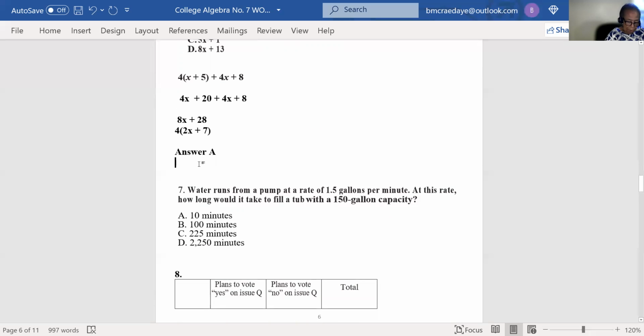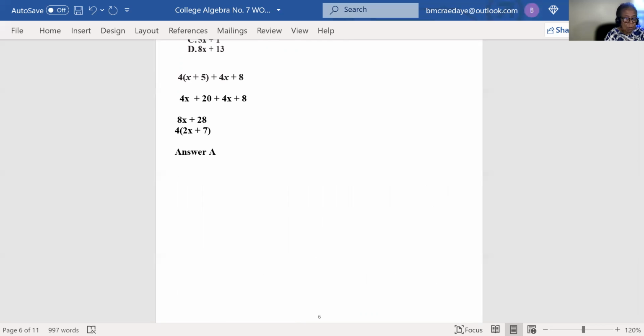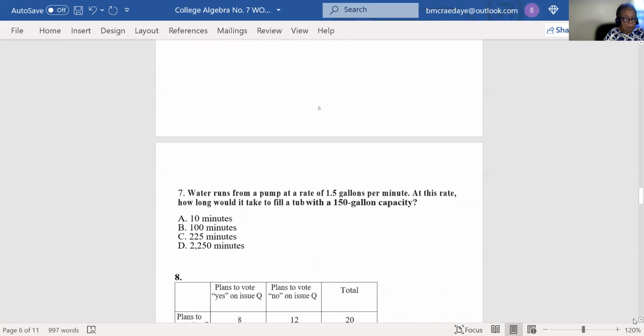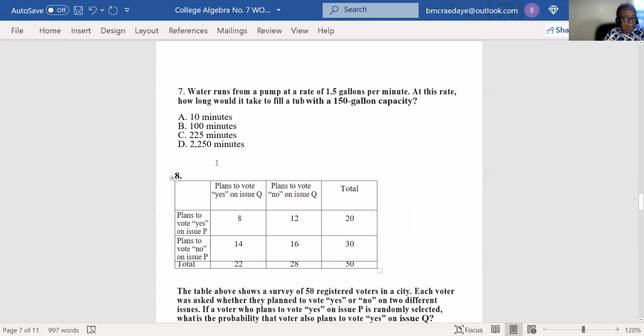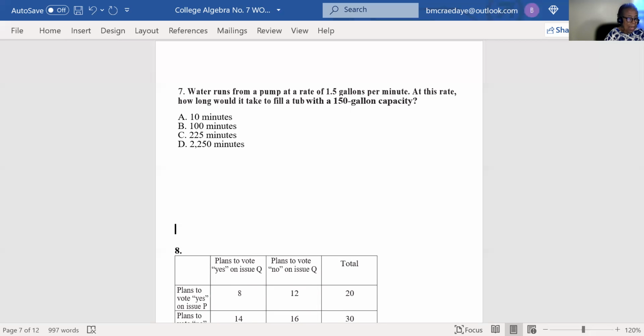So let's go to number 7. And number 7 deals with water flowing out of a pump. And we've got the rate 1.5 gallons per minute. So if you want to find how long it takes, what do we have to do? We have to divide the capacity of the tank, 150 gallons, and divide that by the rate of 1.5 gallons per minute.